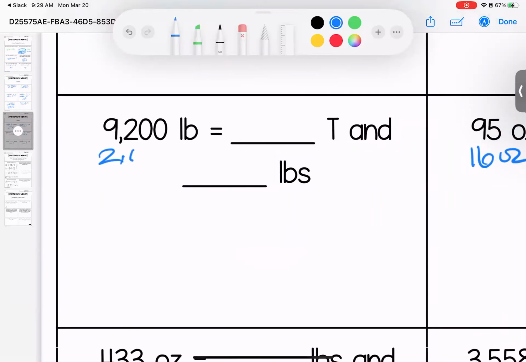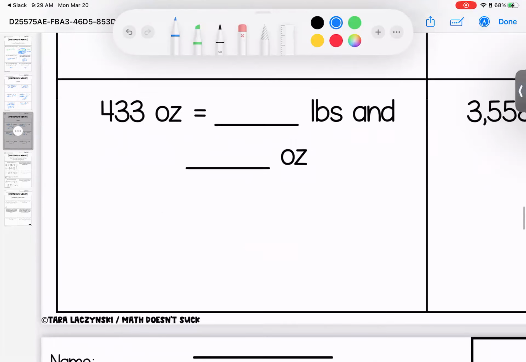2,000 pounds in a ton. This one was tricky, okay? It's going to go in 4 times because 4 times 2 is 8. And it leaves me with 1,200 pounds. You are not wrong. There are 2,000 pounds in a ton, so we can have a remainder that is anything less than 2,000. This was a sticky one.